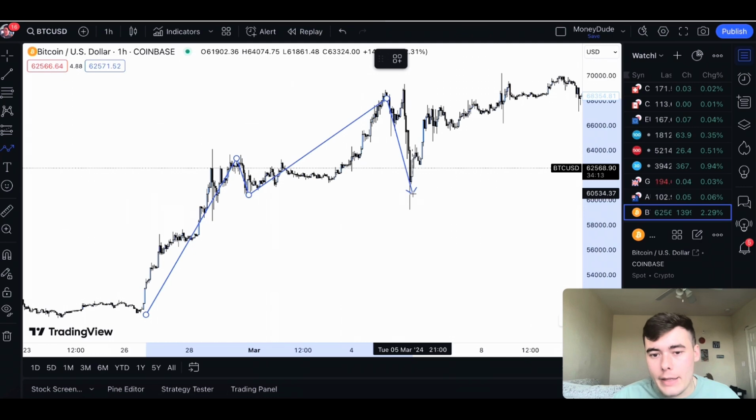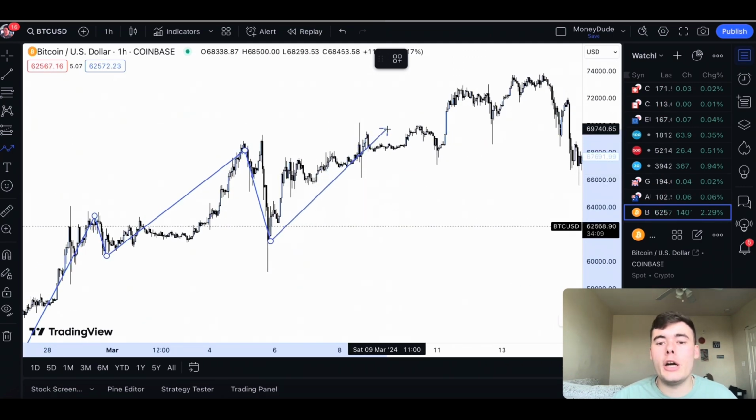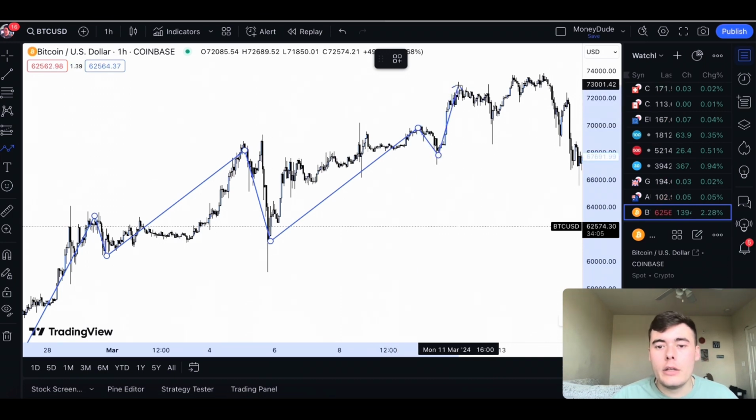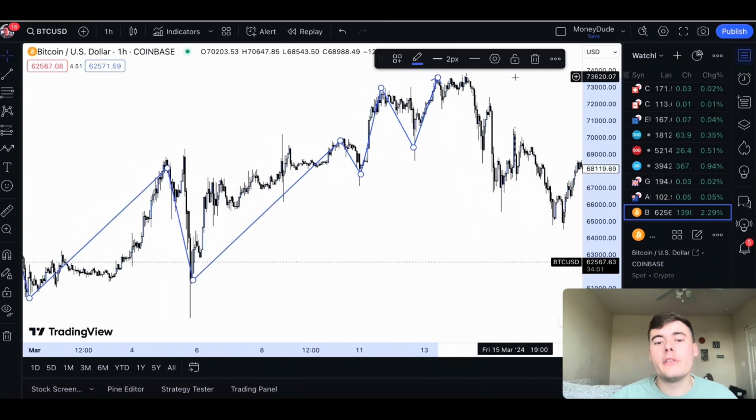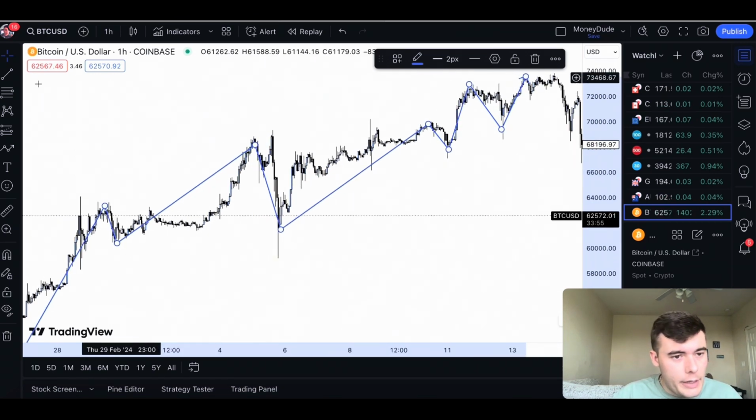Then we're going to come back down, test a little bit. Okay, cool. Then we continue to push up right here. Boom, higher high, small higher low, another higher high, higher low, higher high. So you can see we're in an uptrend right now. That's what we're looking at.